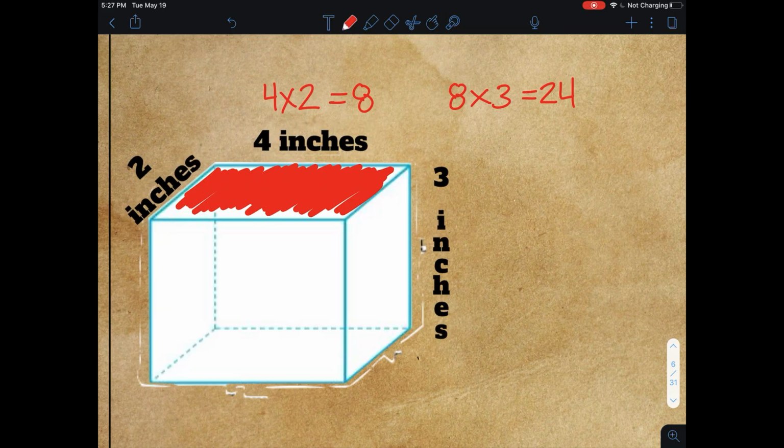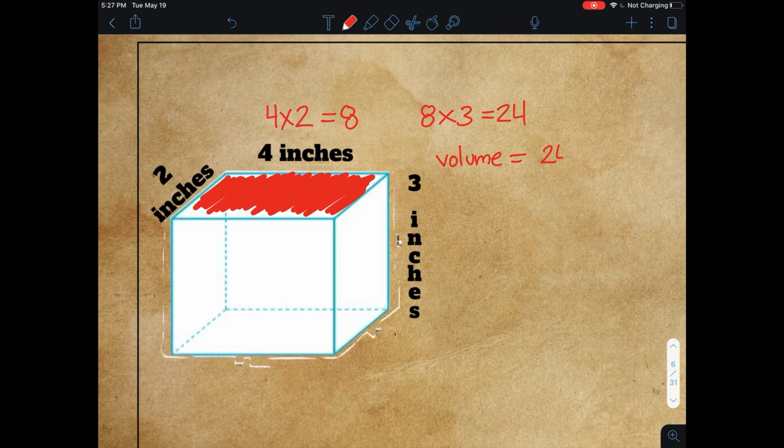So what we do is we say that the volume equals 24, and since the length, the width, and the height are measured in inches, we say that it's 24 cubic inches. You also could write it like this, 24 inches cubed. Either one is fine.